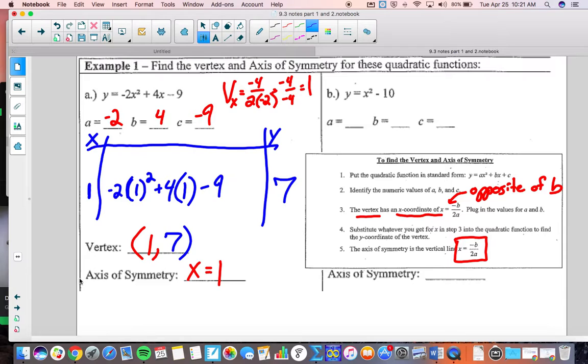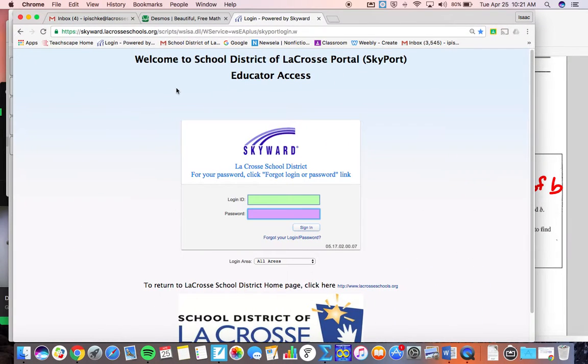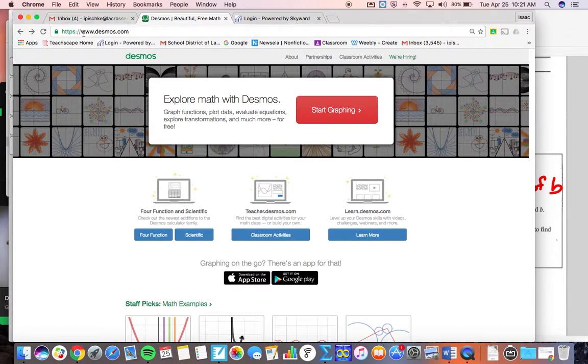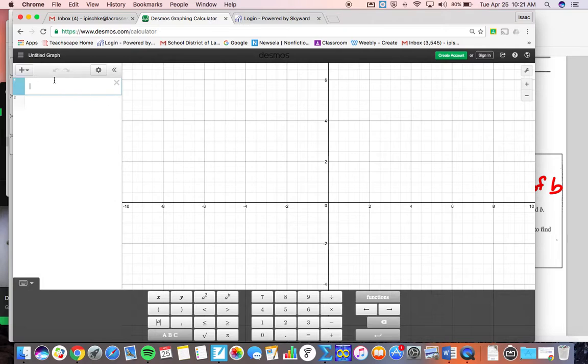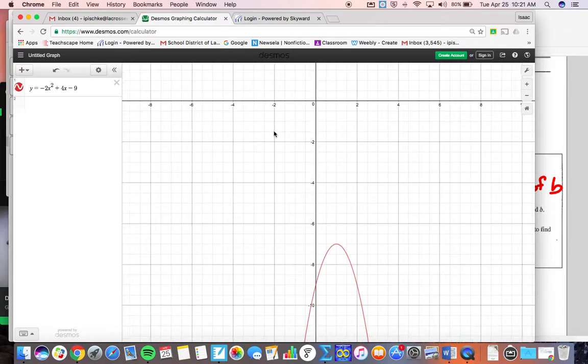So let's try this. I'm going to go to Desmos, so that's www.desmos.com. I'm going to start graphing. And I believe it was y equals negative 2x squared. There's a squared feature down here. Plus 4x minus 9. And we thought the vertex was at 1, negative 7.